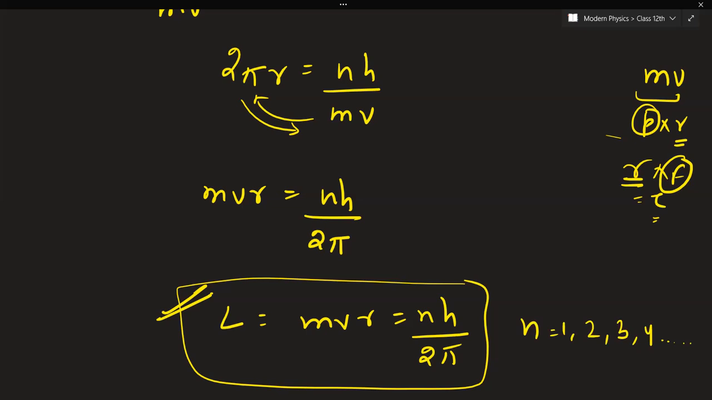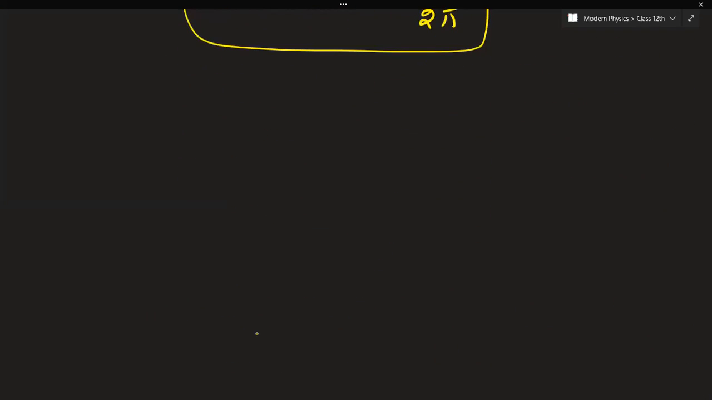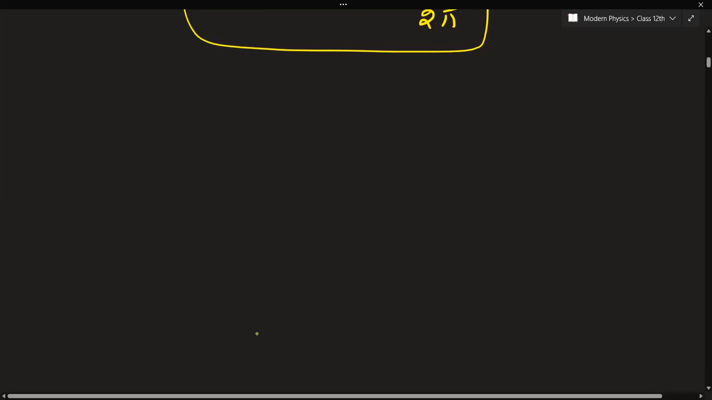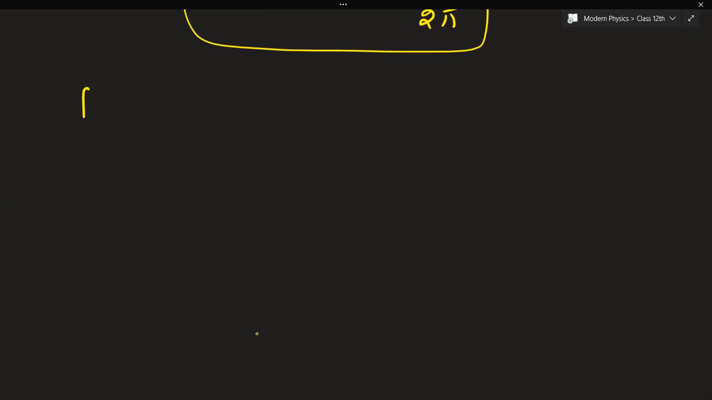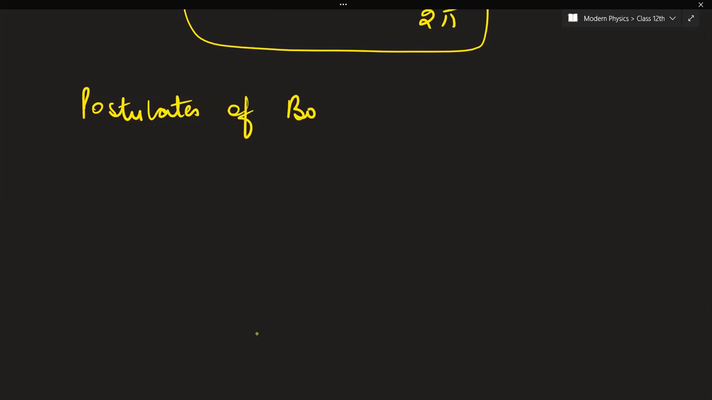All right. Now he gave certain postulates as well. 4 major postulates were given by Bohr. I'll give you time to note it down and you can clarify if you have any queries. Just understand the postulates. Postulates of Bohr's theory.